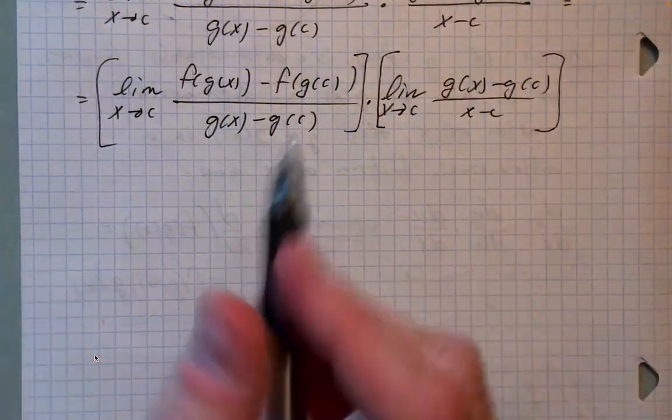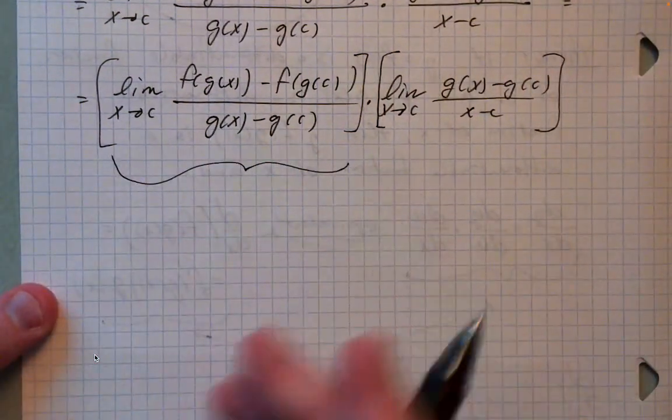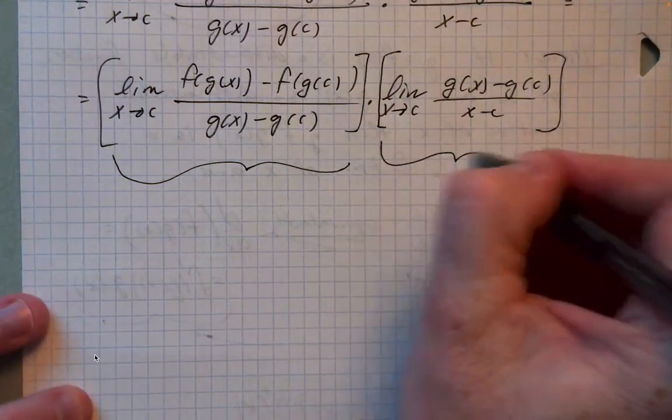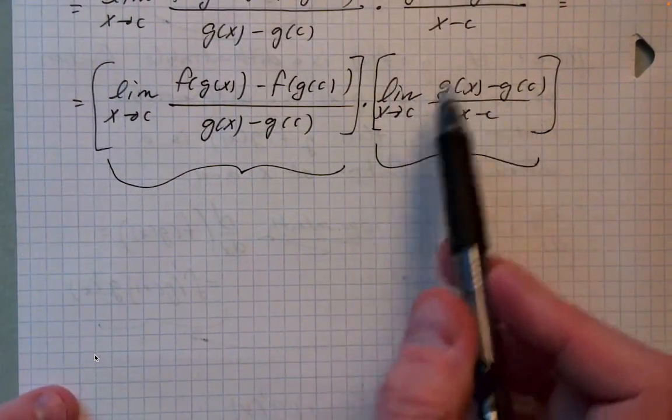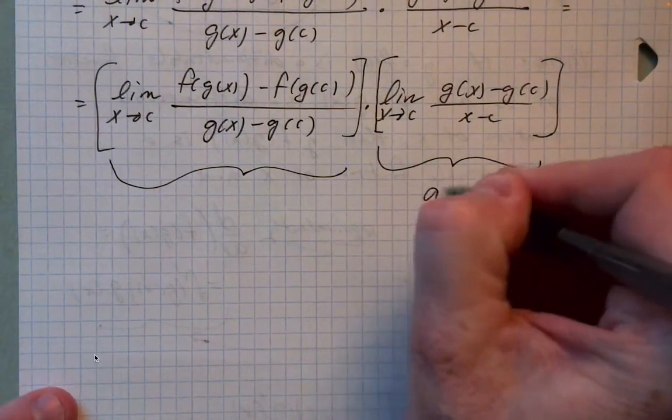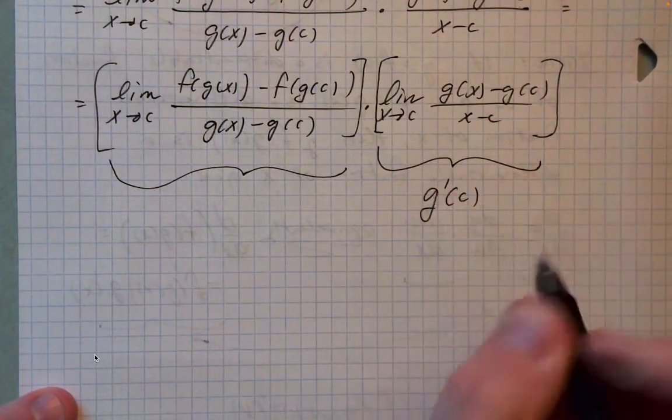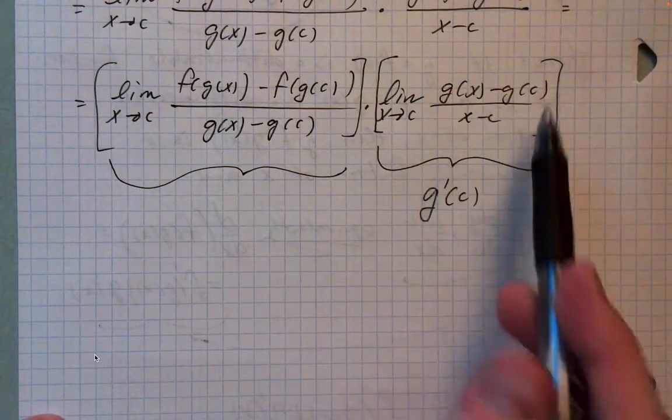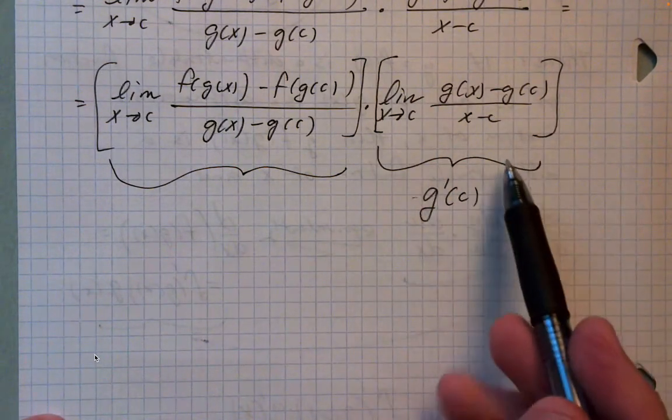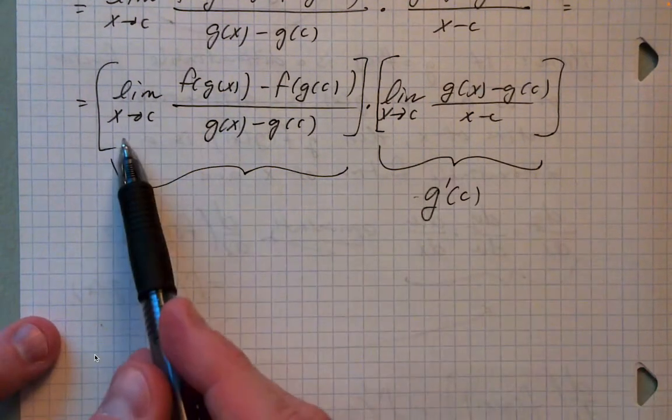All right. Now, what is this one? First of all, this one is straightforward, right? This is the definition of the derivative, g prime of c. So this is g prime of c. That's what I meant to say. So you've got g prime of c over here. And now what's happening here?